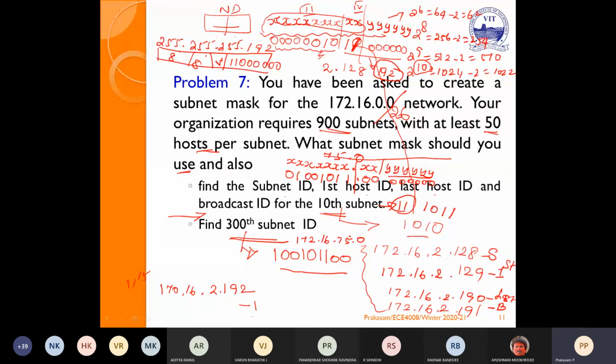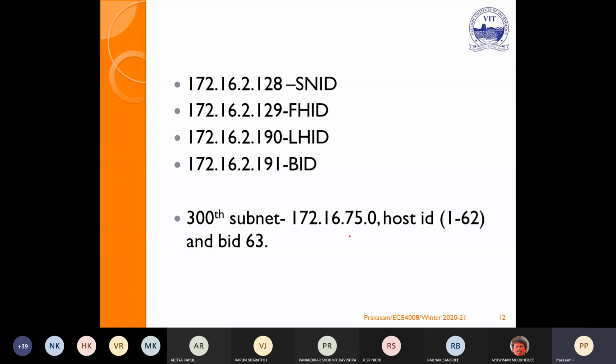Suppose we are asked to compute for 400, or 420, or 500, 510, 509, anything. Convert that decimal into binary. Substitute the respective binary value into the subnet bits. You should keep in mind always to start from the LSB of the subnet. Then after substituting, convert it again into decimal. You will get the respective subnet ID. A few more problems we will see in the next class.